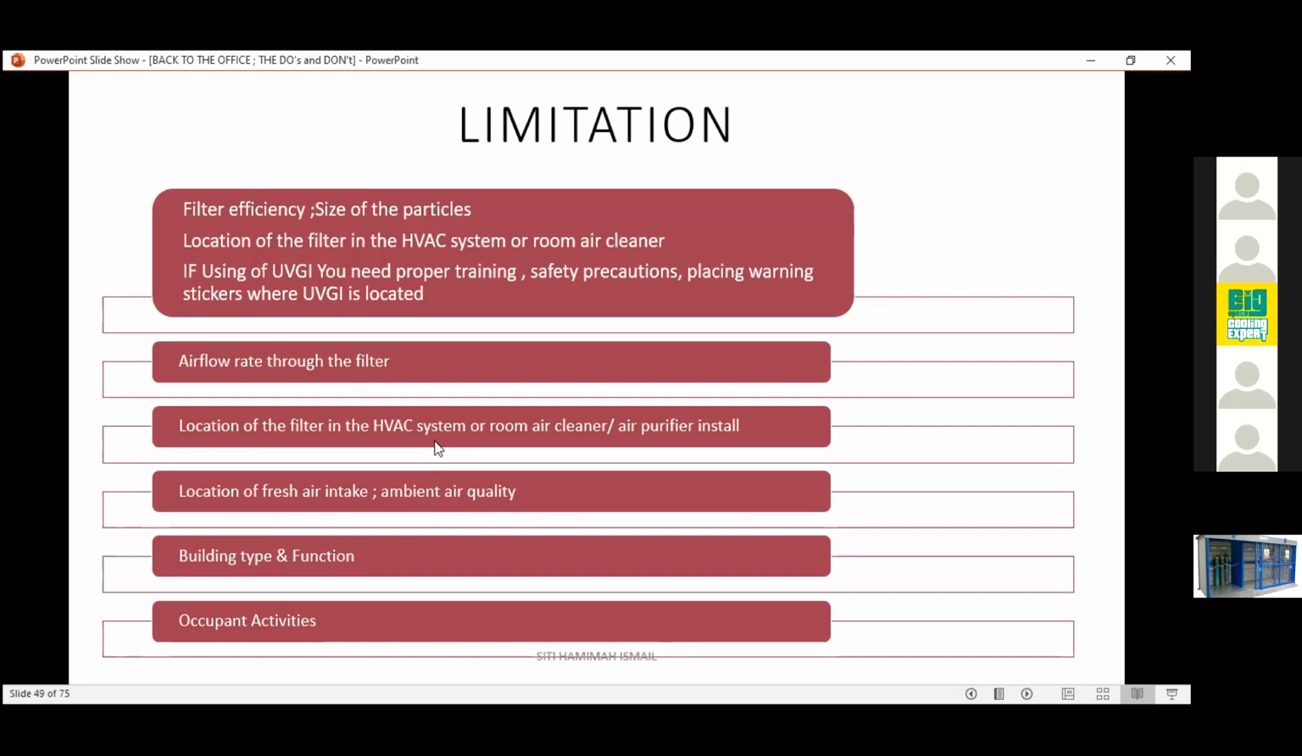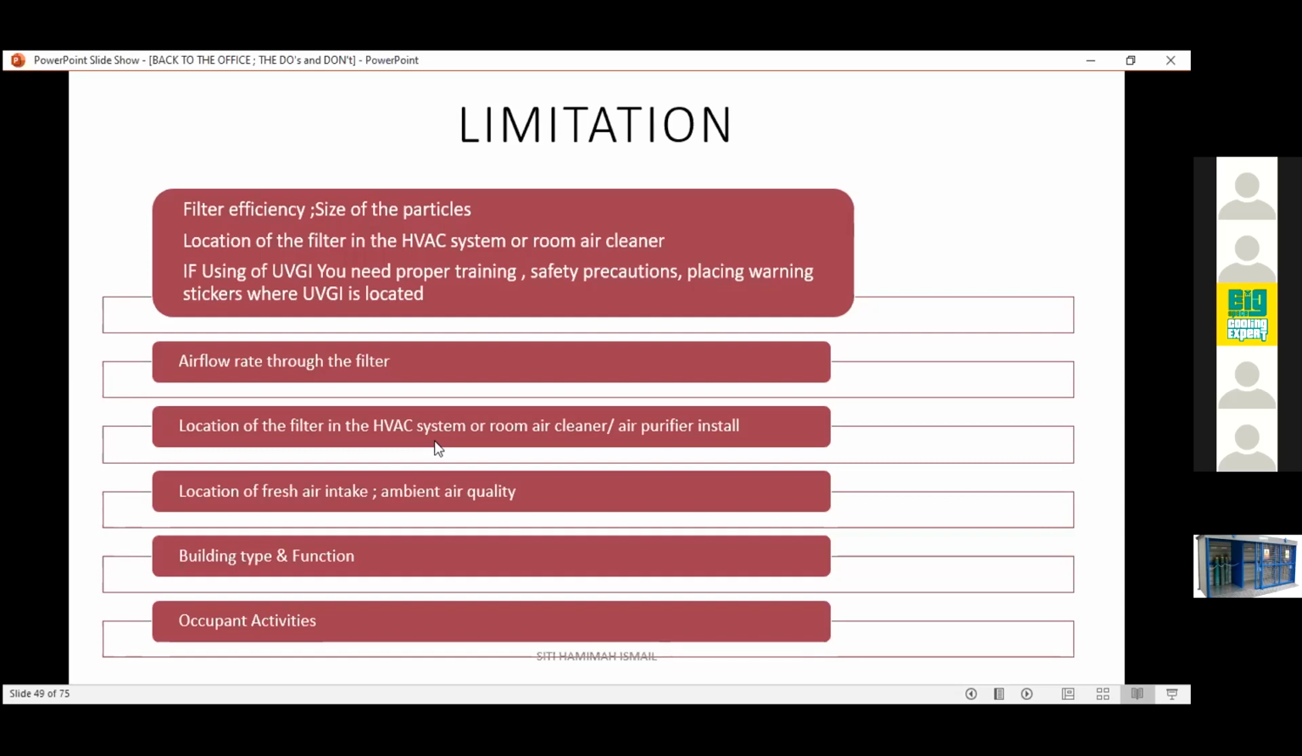If you use UVGI, as I said earlier, you need proper training, safety precautions and placing of warning stickers where the UVGI is located. Too many questions for me, send them by email. Every time I tell them, Puan, we want to use UVGI. Sure, use it. But you need to make sure all your personnel and individuals are well trained. Where is this located? How to handle it? Is it barricaded? Is it properly enclosed? All the safety precautions have to be there.